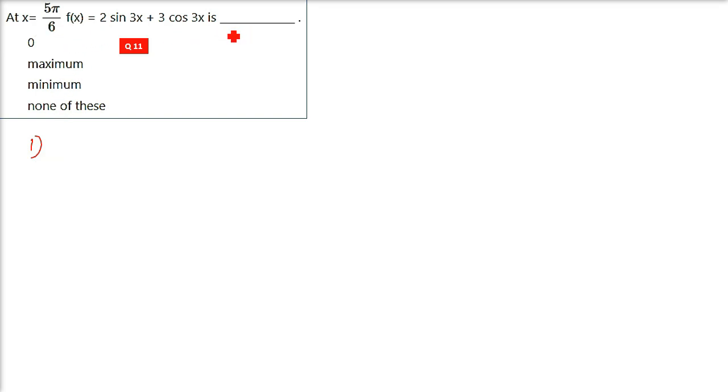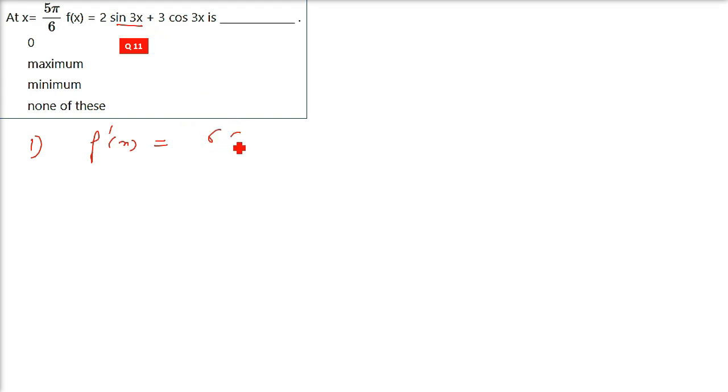Now at x equals 5 pi by 6, f(x) equals this. So we need to find out the value of the function at x equals 5 pi by 6. So what do you get? Let us differentiate this. If we don't know anything, in minima and maxima we always differentiate it.